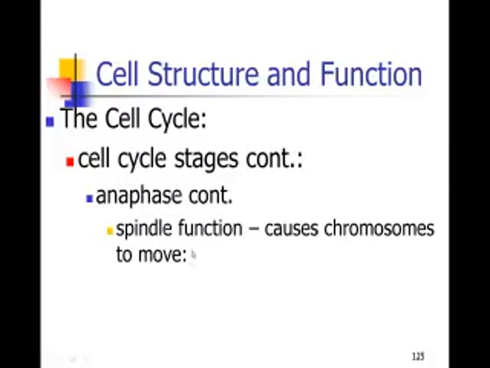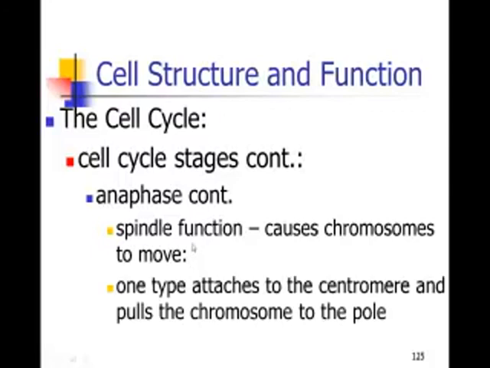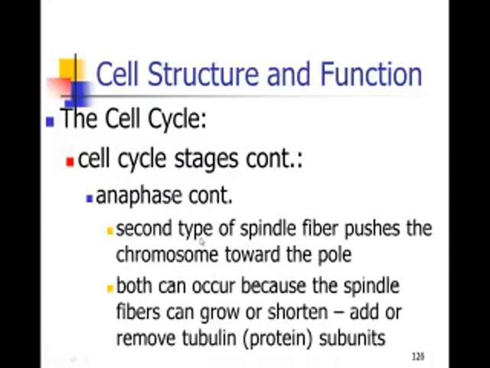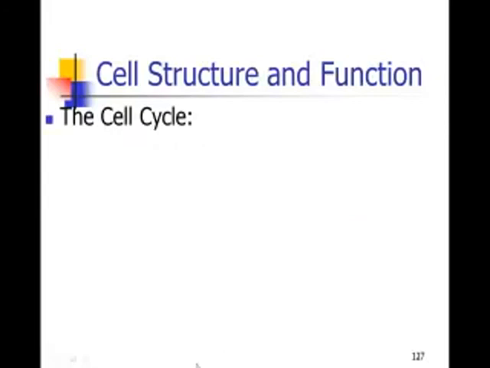Spindle function. These spindle fibers cause the chromosomes to move. And there are two types. One type attaches a centromere and pulls the chromosome toward one pole, and the second type is going to push the chromosome toward the pole. Both of these activities can happen because spindle fibers can undergo two changes. They can get shorter or they can get longer, depending on the activity where they are. So to get longer, they just add these subunits of protein. And to get shorter, they just get deconstructed.